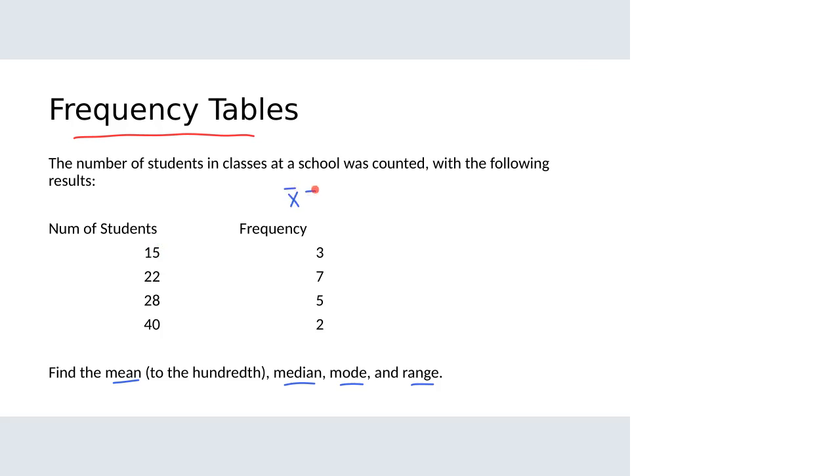So if I want to find the mean here, I'm going to have 3 times 15, because there are 3 15s in my data set, plus 7 times 22, because there are 7 22s in my data set, plus 5 times 28, plus 2 times 40. Then we've got to divide by how many data points I have. This is a really important question here. It's okay if you don't get it correct. How many data points do I have? Be very careful.